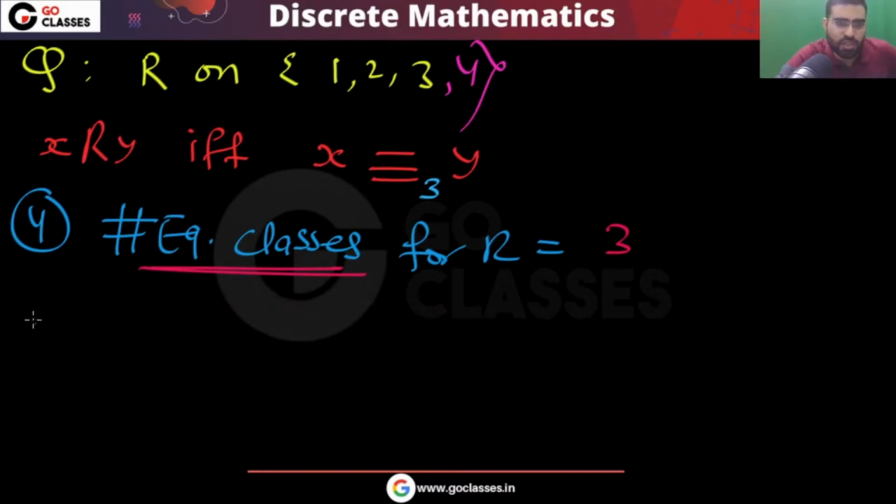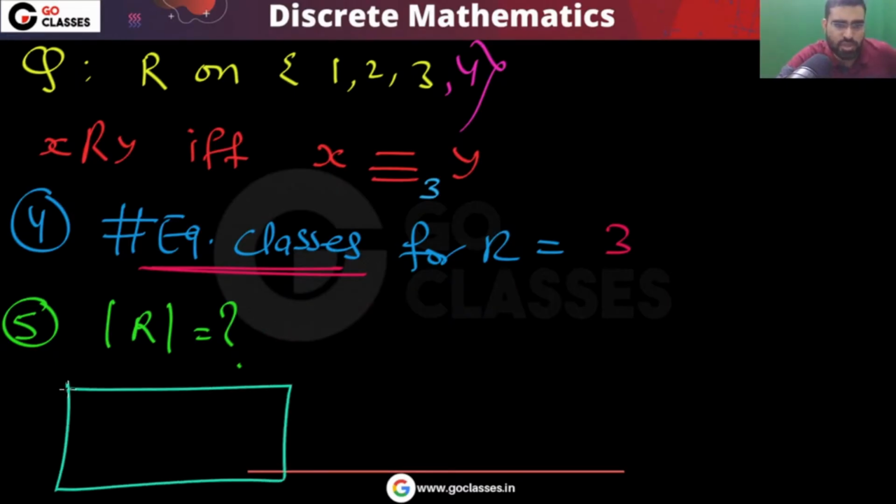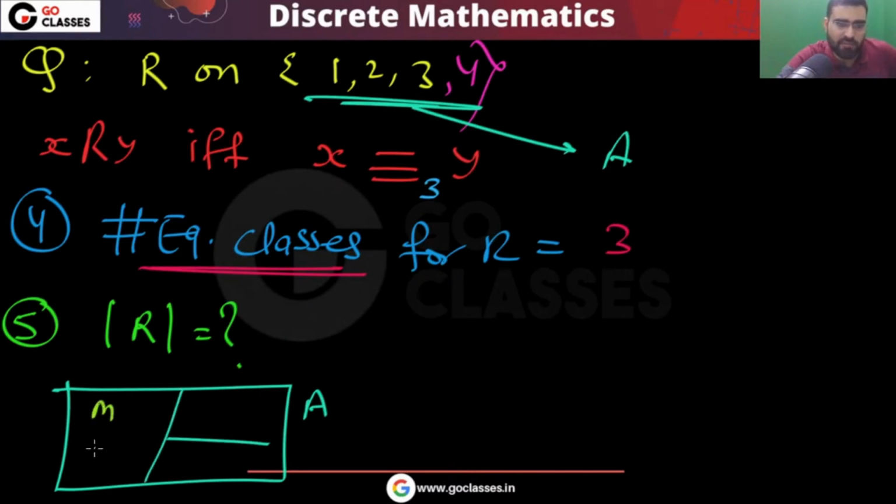So what is the cardinality of the relation R? Can you tell me, in this R, how many elements we have? The cardinality of R will be very simple. See what is happening here. You have these equivalence classes. This is your set A. Now you have M where you have 1 comma 4, you have N where you have 2, and you have P where you have 3. So these are the equivalence classes.